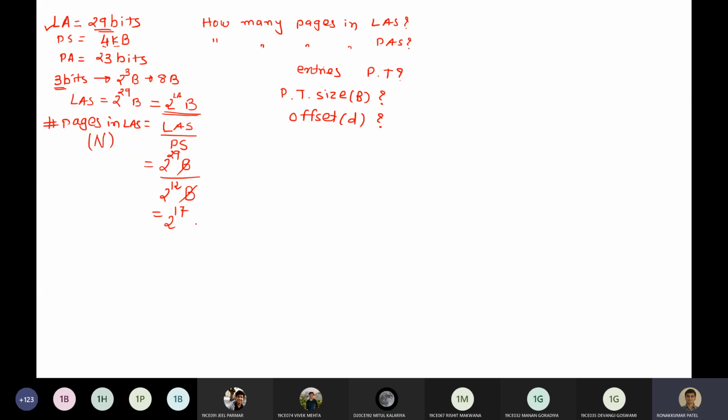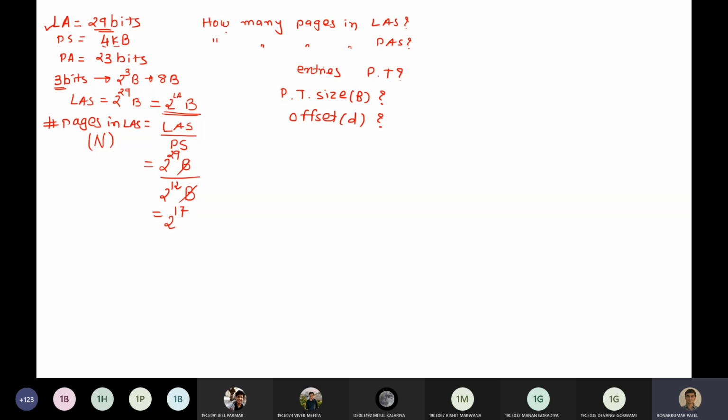Is there any unit here? No. There will be no unit because it's a number of pages. So how many pages? 2 raised to 17. So you are dividing the process, and you can see how many pages of the process there are. 2 raised to 17 pages, right? That is, there are 2 raised to 17 pages.